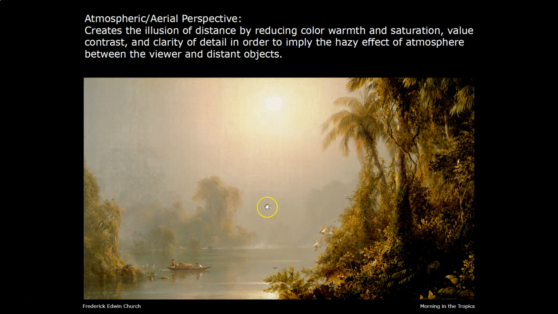And this will imply atmosphere between the viewer and distant objects. It's like putting a fog into the image. We're all used to seeing this here in the Central Valley. We have plenty of fog. We have terrible pollen days. We have fires lighting off all around us. So we're used to seeing foggy air that blocks off things in the distance.